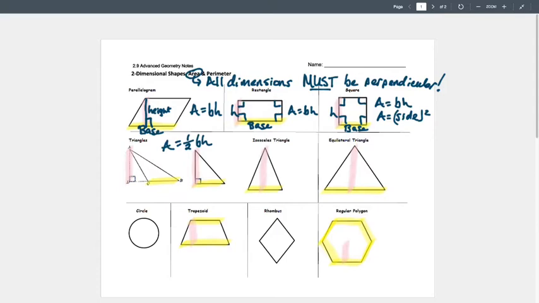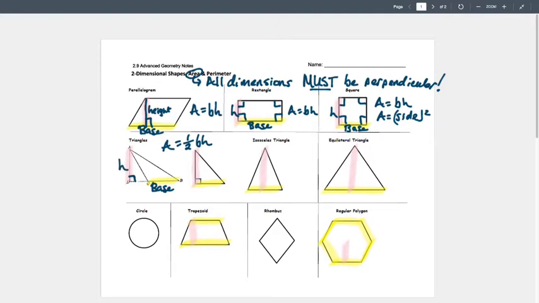Again, the base and the height have to be perpendicular. All dimensions must be perpendicular whenever you're finding the area. So on this obtuse triangle, the one on the left, you've got a base right here. This could not be the height because it's not perpendicular. This could not be the height because it's not perpendicular. So we have to draw the height on the outside of the triangle in order to make sure that's perpendicular. So this would be my height right here.